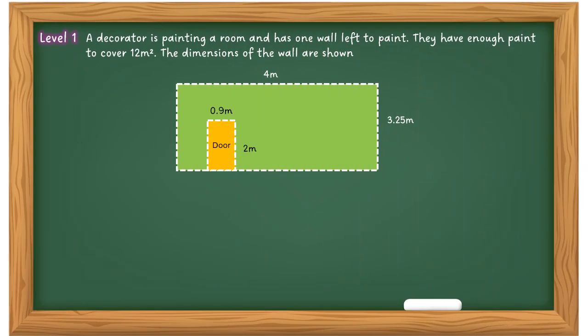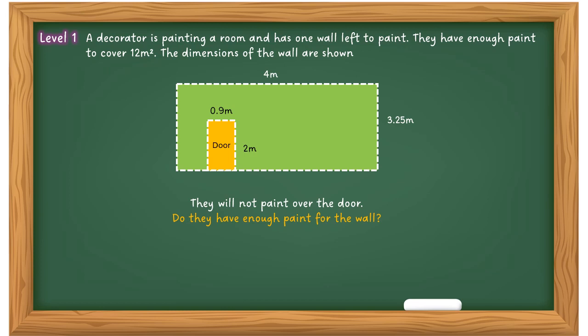Another question on area. A decorator is painting the room and he has one wall left to paint. They have enough paint to cover 12 meters squared. The dimensions of the wall are shown. Now they will not paint over the door. Do they have enough paint for the wall? Again, pause the video, have a go and see if you think you can get the answer.